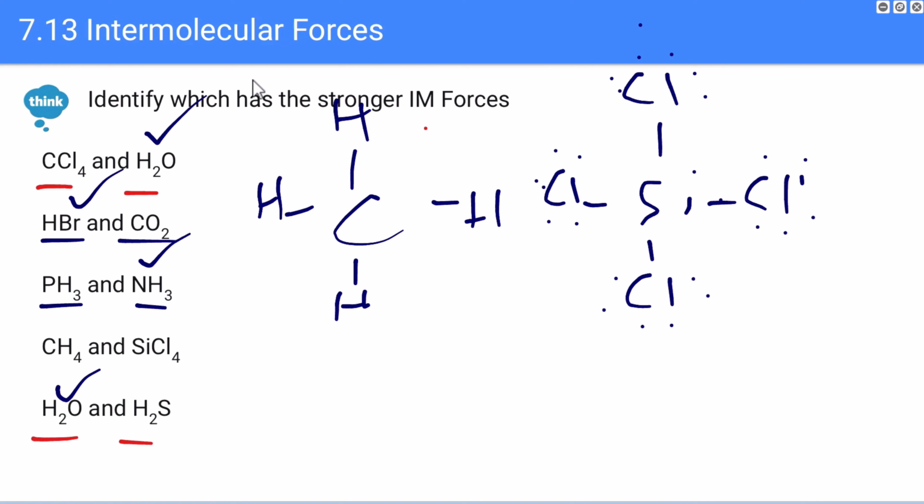Sorry, there's a rogue electron like here. I'm trying to get, there we go. Sometimes it's hard to get rid of individual electrons and whatnot.